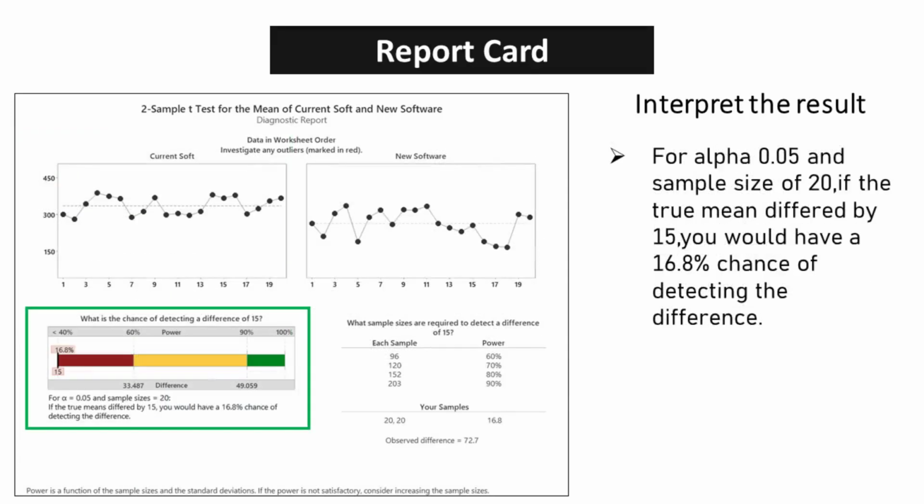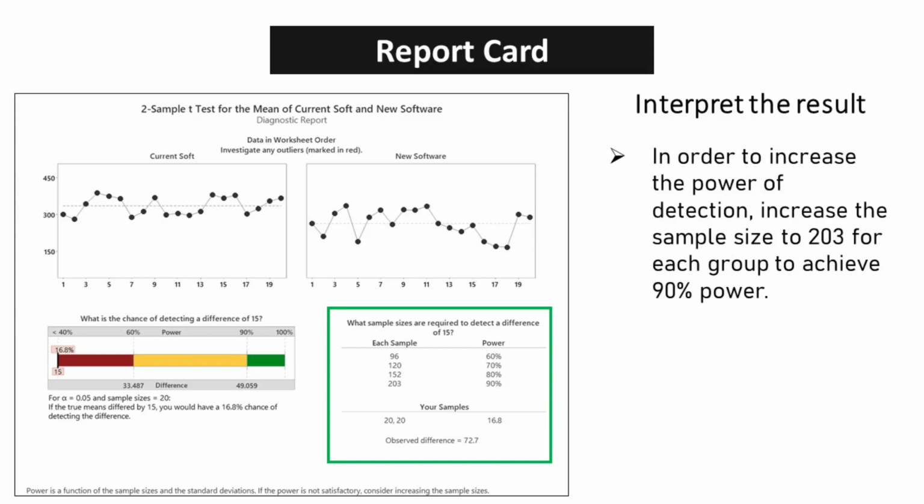For alpha 0.05 and sample size of 20, if the true mean differed by 15, you would have a 16.8% chance of detecting the difference. As we all know, the accuracy and reliability of our findings depend heavily on the sample size we use. In order to ensure that our results are robust and meaningful, it is crucial to increase the sample size to 203 for each group to achieve 90% power.